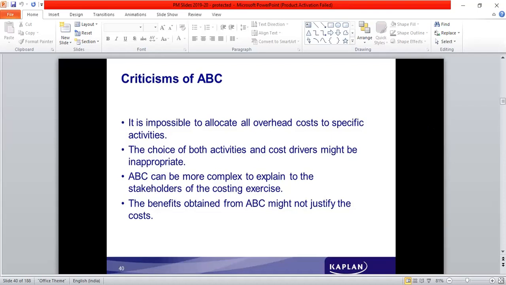The benefits obtained from ABC might not justify the cost. So, yesterday also we've discussed cost benefit analysis. Not every method is suitable for every organization. If the benefit which is derived out of ABC does not exceed the cost which is incurred, it's absolutely of no use. So rather they take it up doing it manually.